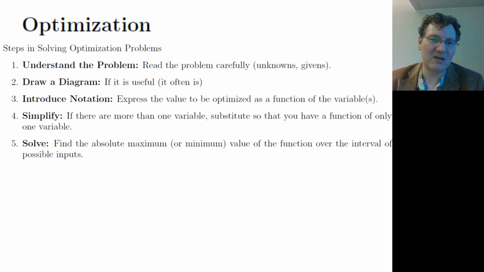And then introduce some notation to label the different parts that are variable, and so notation that's going to be useful for abstracting this into some mathematical function. The value that you're trying to optimize, either maximize or minimize, you want that to be a function. If it's a function of multiple variables, you're going to want to figure out a way to simplify it so that you can use substitutions so that in the end it's a function of just one variable. And then you want to figure out the range of possible values for that variable and look for the absolute maximum or minimum value of the function on that interval to solve the problem.